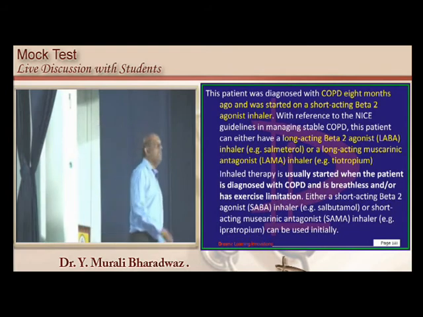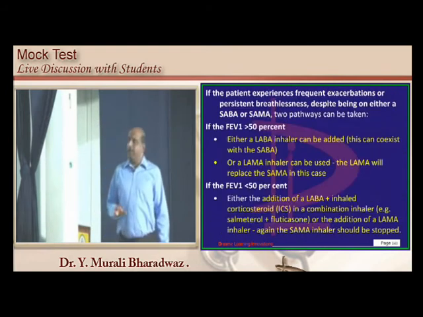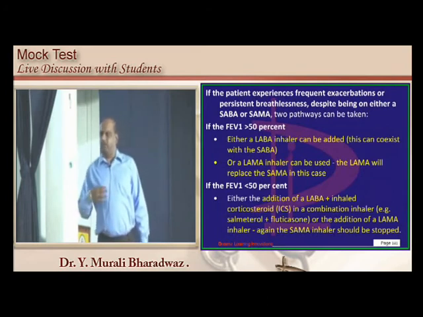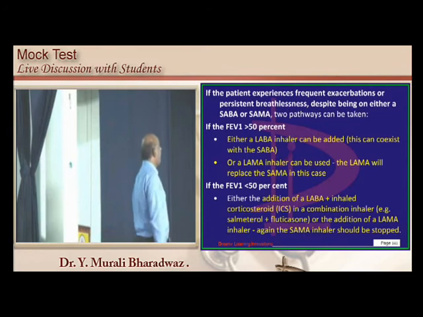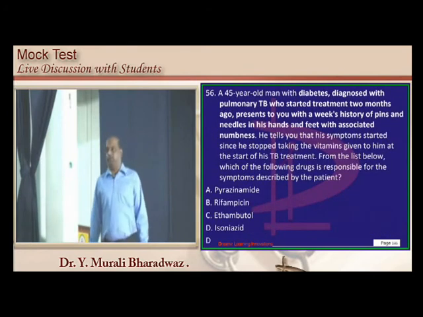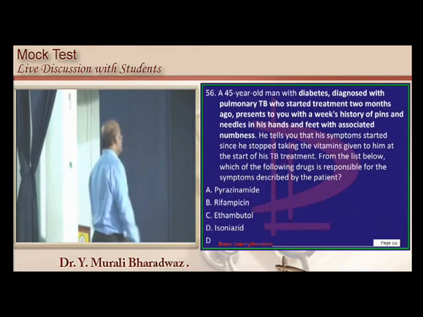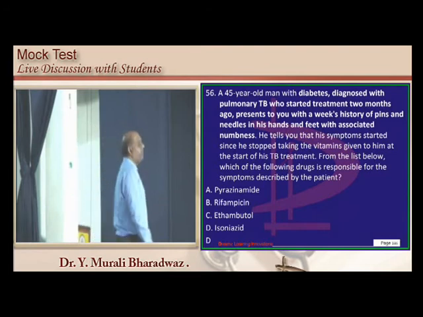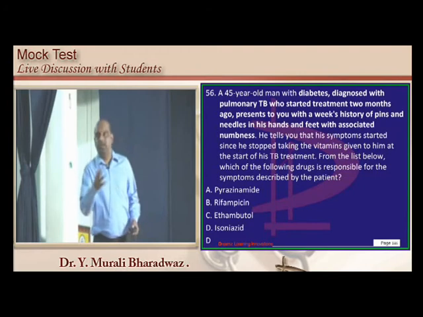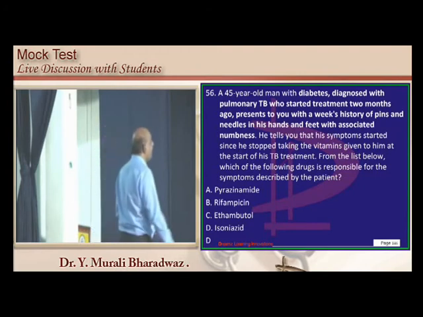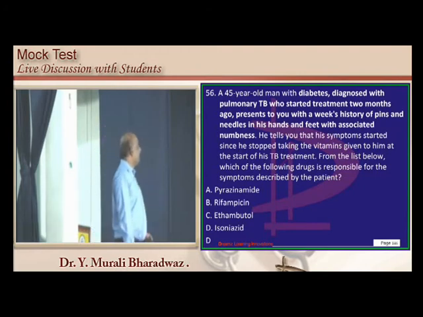So I leave to you all the recommendations for management of COPD and bronchoconstriction in the literature given to you. You need to review it, doctor. Now a 45-year-old who is diabetic, after taking TB drugs has developed peripheral neuropathy, which is a common side effect of INH. That is what needs to be remembered.